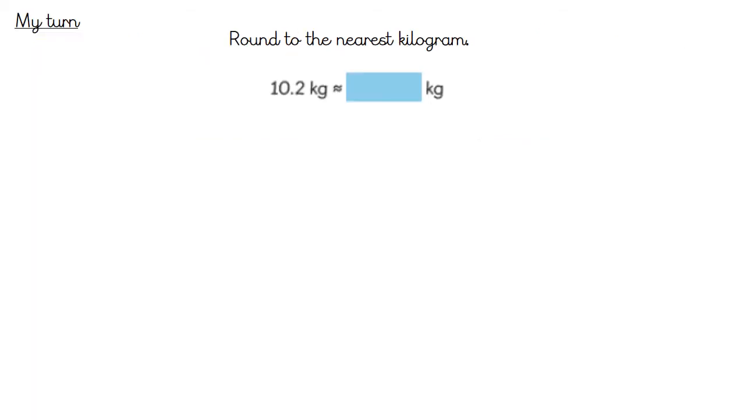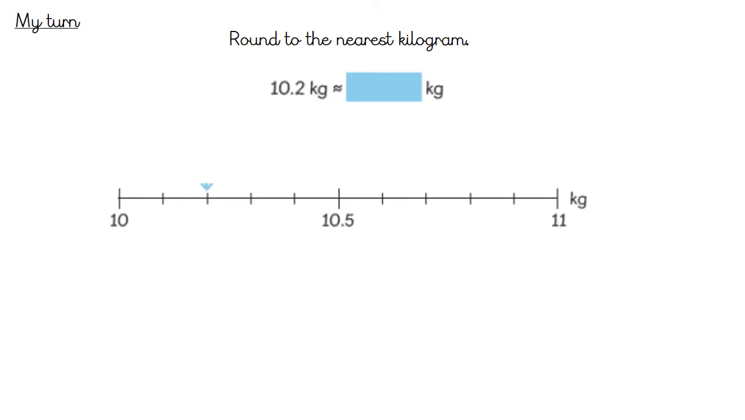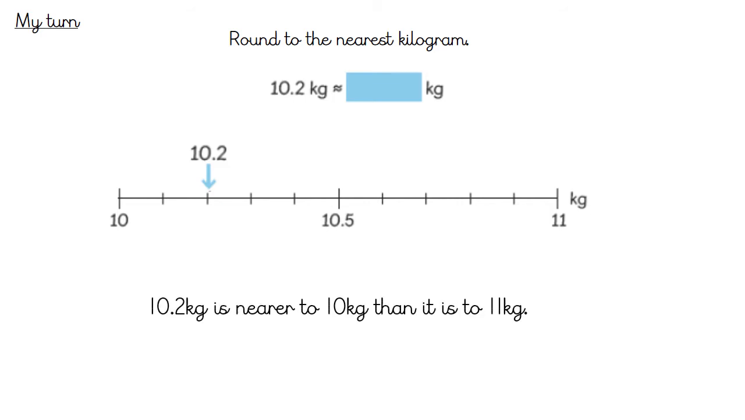Okay, let's have a look at an example of a question you might face. So this question says, round to the nearest kilogram, and we have the number 10.2 kilograms. So what I would do is I'm going to think about this. I'm going to put it on a number line. So 10.2. Now I know that 2 comes before 5, and 5 is when we round up. So I can see clearly that 10.2 is nearer to 10 kilograms than it is to 11, and therefore 10.2 kilograms rounded to the nearest kilogram is 10 kilograms.